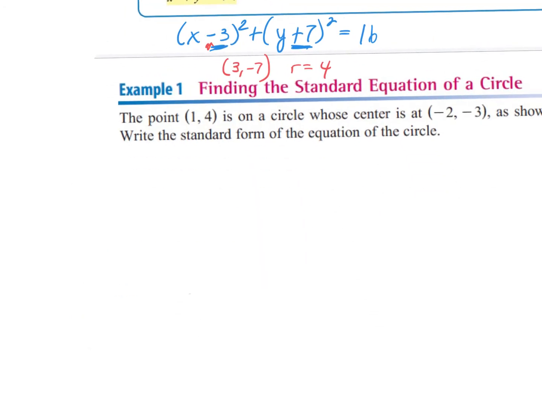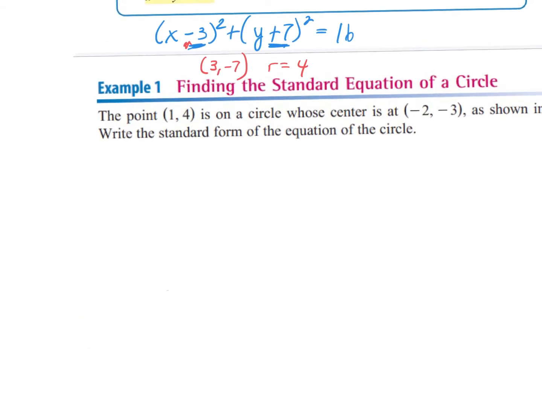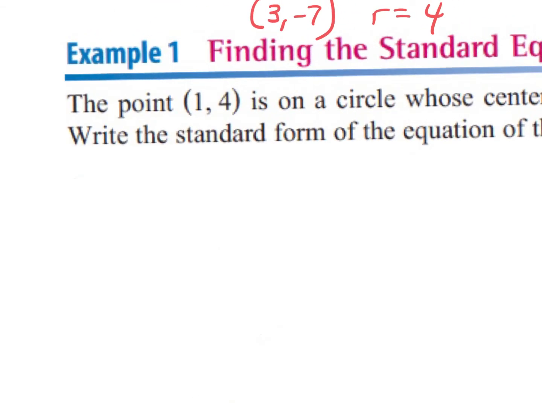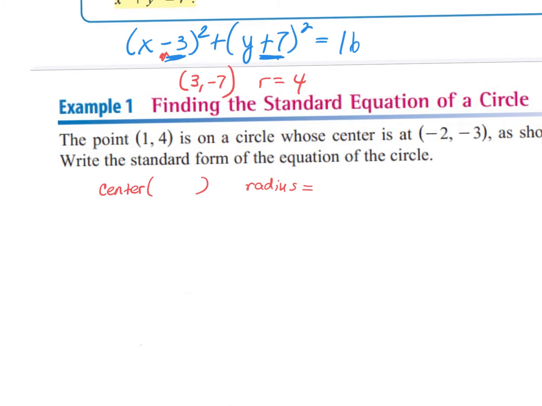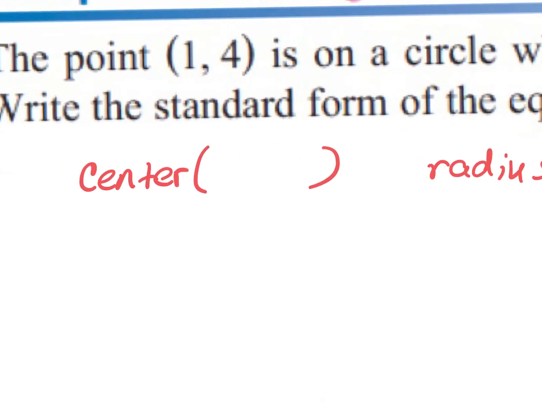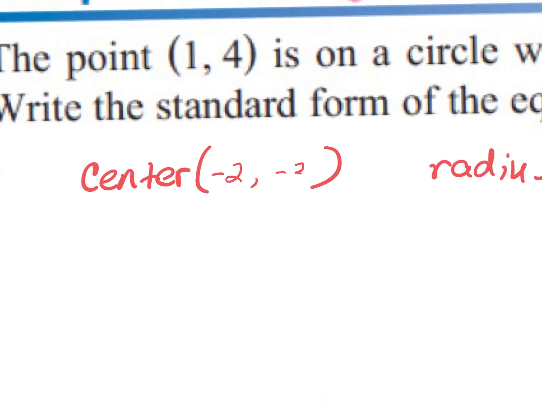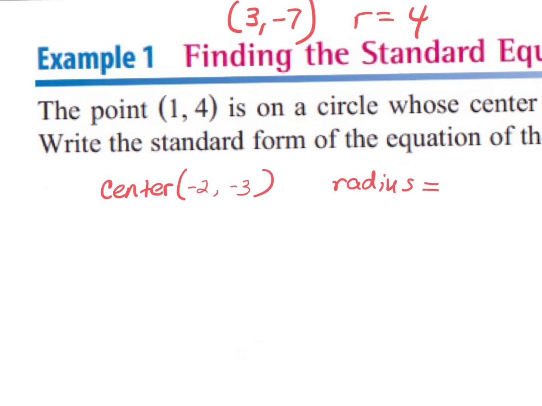Okay, so let's look at this first question. It says, write the standard form of an equation of a circle. You need 2 things to write the equation of a circle. You need a center, and you need a radius. Very rarely do they just give you both of those things and say write the equation of a circle. In this case, what did they give me? They gave me the center, okay? They're telling me my center is at negative 2 comma negative 3. And they gave me a point on the circle. But in order to write the equation of the circle, I need these 2 things.